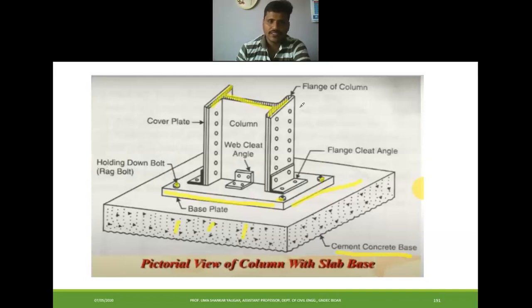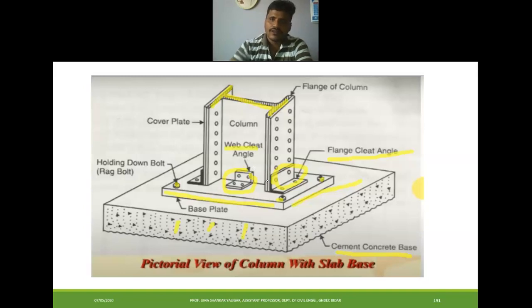Two flanges with web, and the column and this bottom plate are connected by bolts. If you want to connect by bolts, we provide a small angle, and this small angle is called a cleat angle. If you provide a cleat angle to the flange, it is called a flange cleat angle, and if you provide the small angle to the web, it is called a web cleat angle.